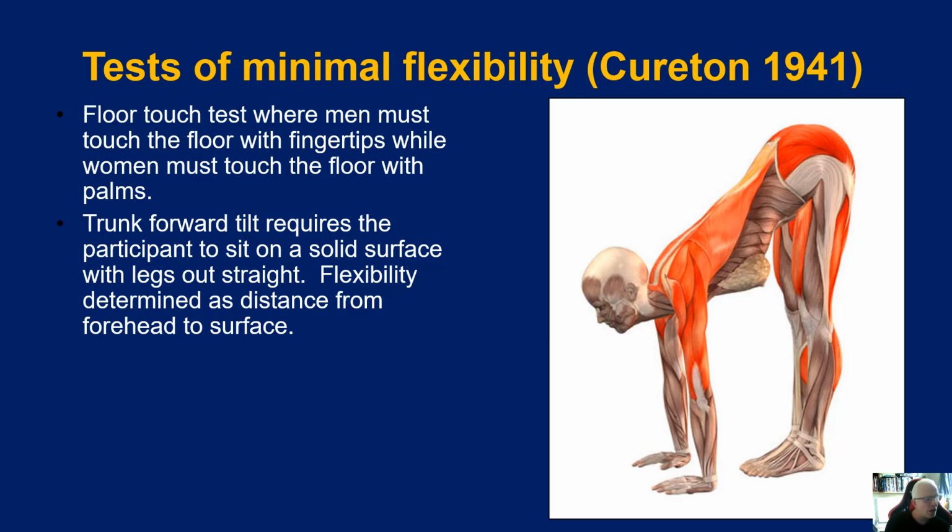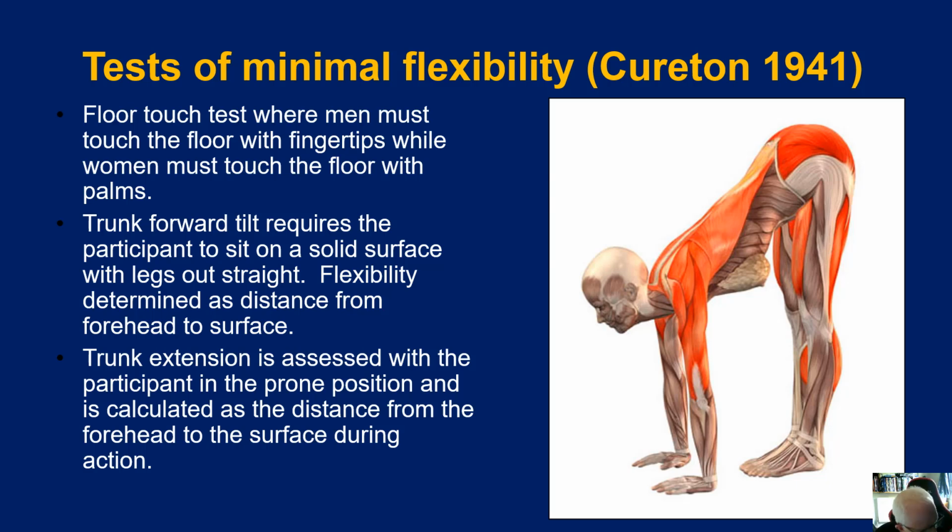The other one that they came up with is what they call the trunk forward tilt, and it requires the participant to sit on a solid surface with the legs out straight, and then they measure the distance from the forehead to the surface. Now, that might sound relatively familiar to you. They're sitting on the ground, leaning forwards as far as they can, and then you just measure that distance. So again, it's distance. We don't know which articulations are really being involved, but it might sound familiar. In fact, if you were to simply rotate that image by 90 degrees, you'll probably recognise that it looks quite similar to what most people understand as the sit and reach test.